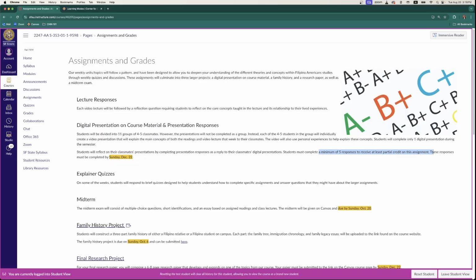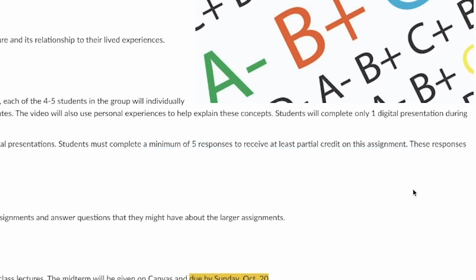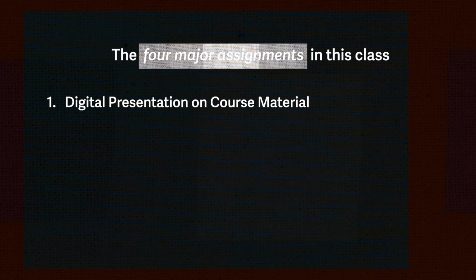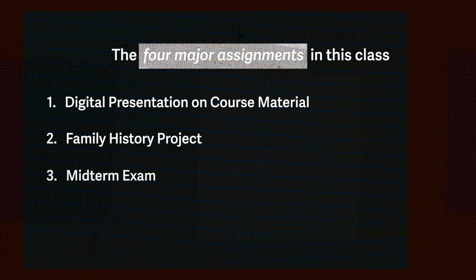And the rest of you can choose to respond to one of your classmates' videos. There'll be 11 of them, 11 opportunities to respond, and if you complete 5 responses, you'll get the minimum credit for completing this assignment. The other major requirements for this class is something called a family history project. We'll also be having a midterm and then a final research paper. We won't be having a final exam in this class.